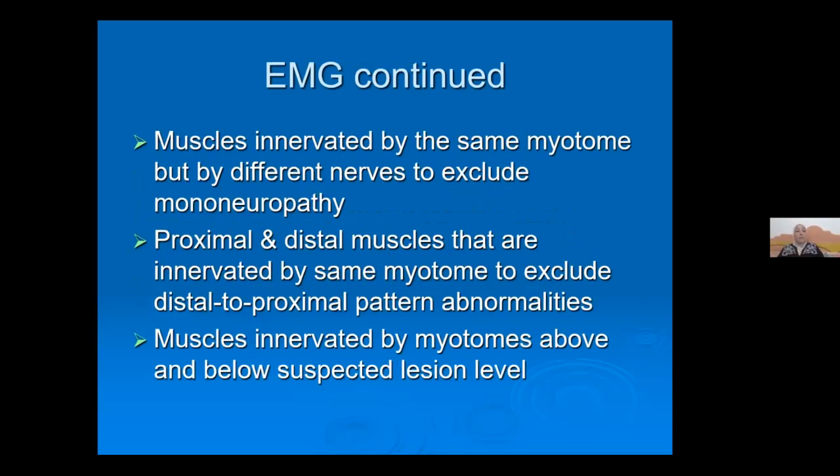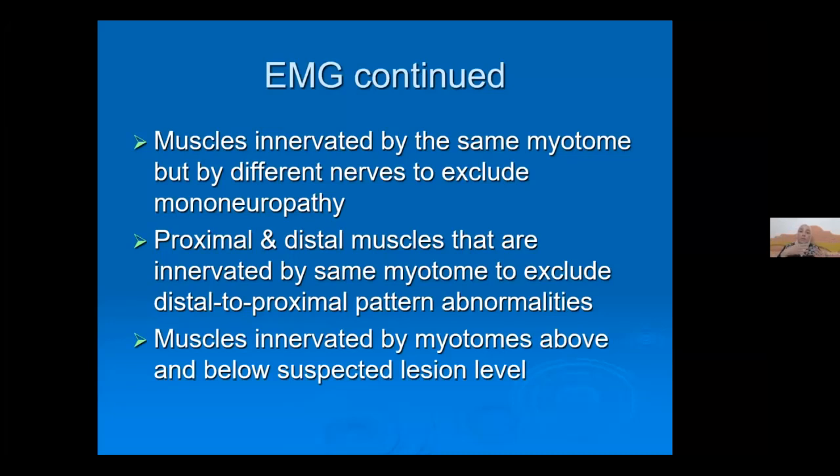Muscles innervated by the same myotome but by different nerves are very important to test. Why? To exclude mononeuropathy. You know the tedious tables we talked about? For each muscle, there was a nerve and a root value. Now I'm looking for the root value. So I find the affection is most probably in the following root or roots. But why not? It's an affection by the nerve, mononeuropathy.